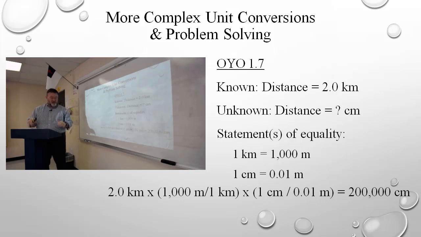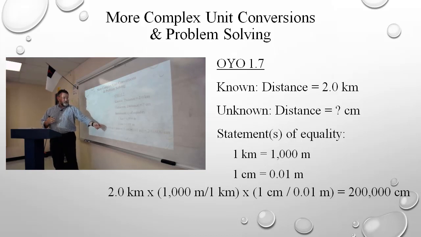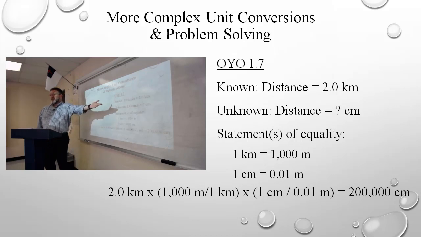So checking the units, working from left to right, here my units would be kilometers. When I multiply it by meters over kilometers, my units are now meters. And then when I multiply it by centimeters over meters, my units are centimeters. And that's the answer that I've been asked for. Now I would go through and do 2 times 1,000 divided by 1/100th for an answer of 200,000 centimeters.